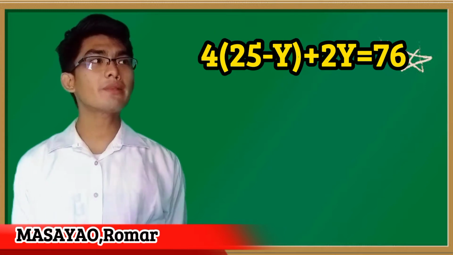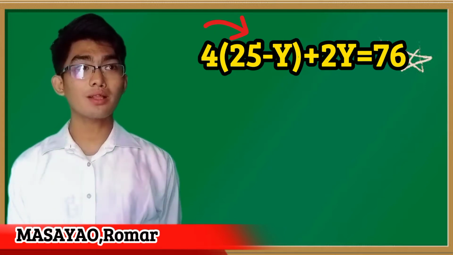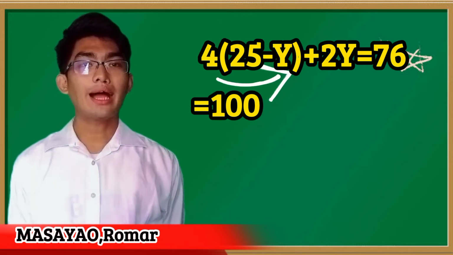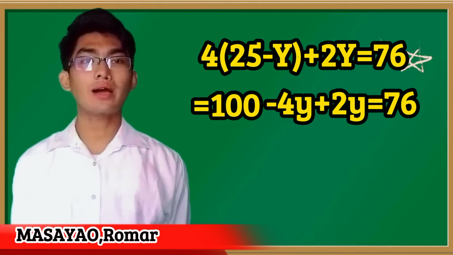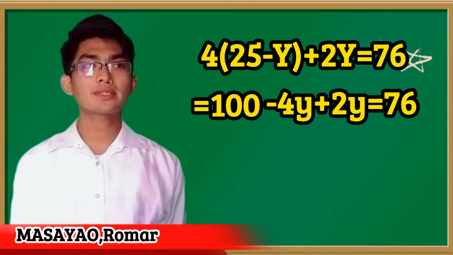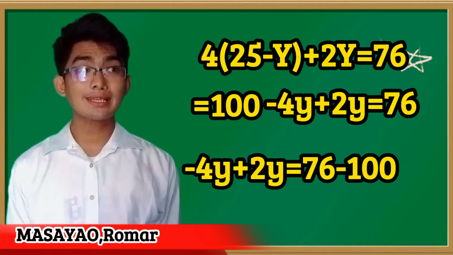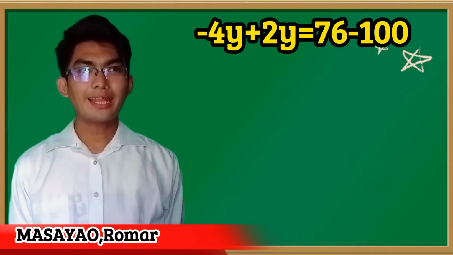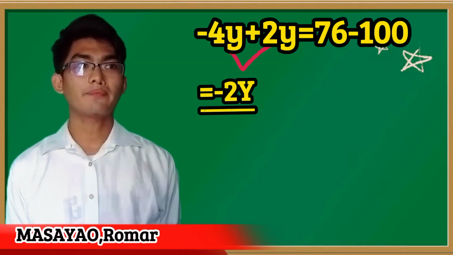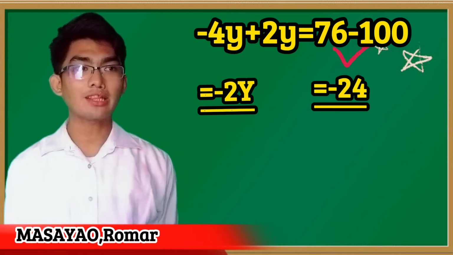Now, we are done setting up, so we multiply 4 times 25 equals 100. Then 4 times y is negative 4y, plus 2y, equals 76. All we need to do is combine like terms. So negative 4y plus 2y equals 76 minus 100. Negative 4y plus 2y equals negative 2y, and 76 minus 100 is equal to negative 24.